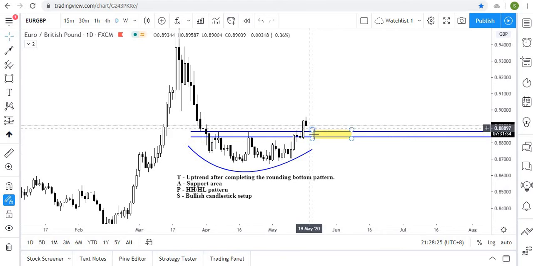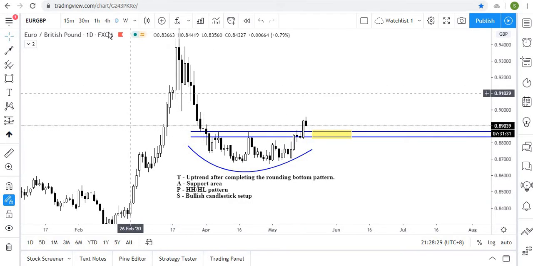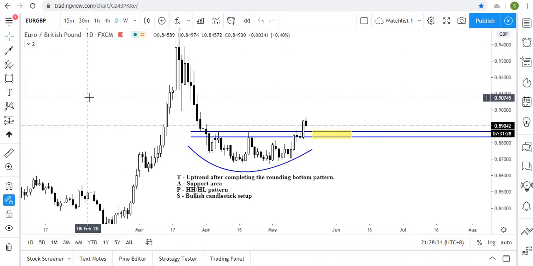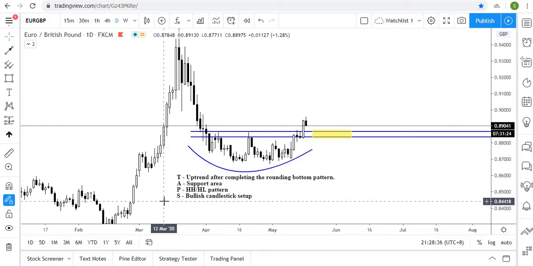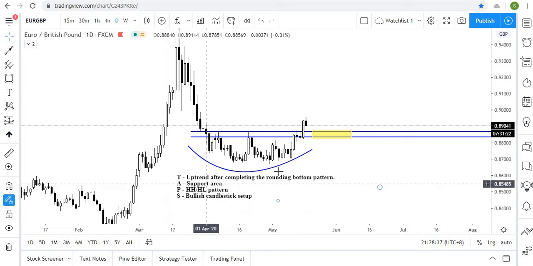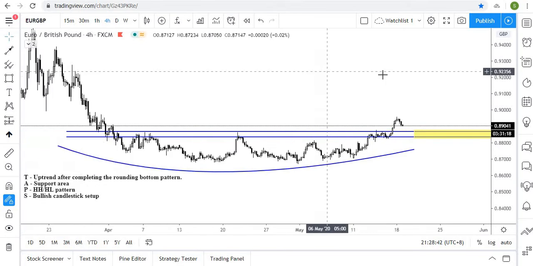Or when the price comes close to this area, we can drill down to a lower time frame and look for higher high, higher low patterns. For the signal itself, we will look for a bullish candlestick setup. Let's take a look at the 4 hour chart.